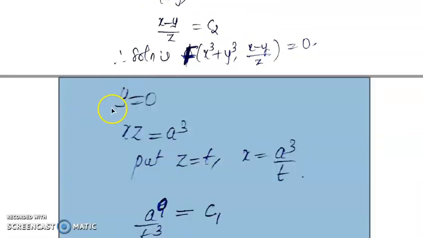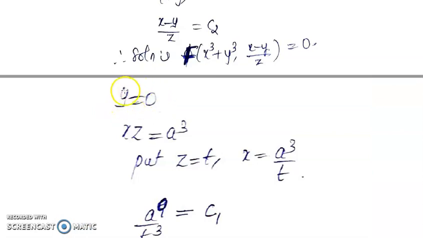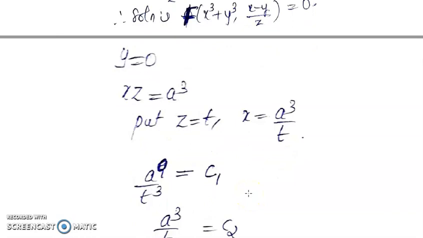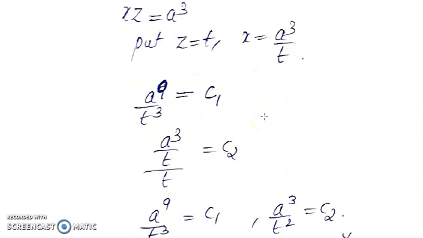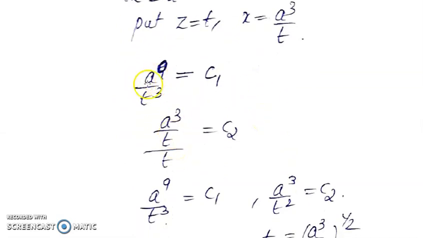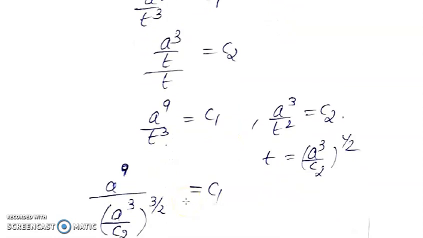Now we need to find the particular solution. With the conditions, which is passing through the curve y equal to 0 and xz equal to a cube, let me take z equal to t. So x will be a cube by t. Now on substituting, we have these two equations: x cube plus y cube equal to c1 and (x minus y) by z equal to c2. So on substituting, you will get a raised to 9 by t cube equal to c1 and (a cube by t) all divided by t equal to c2.